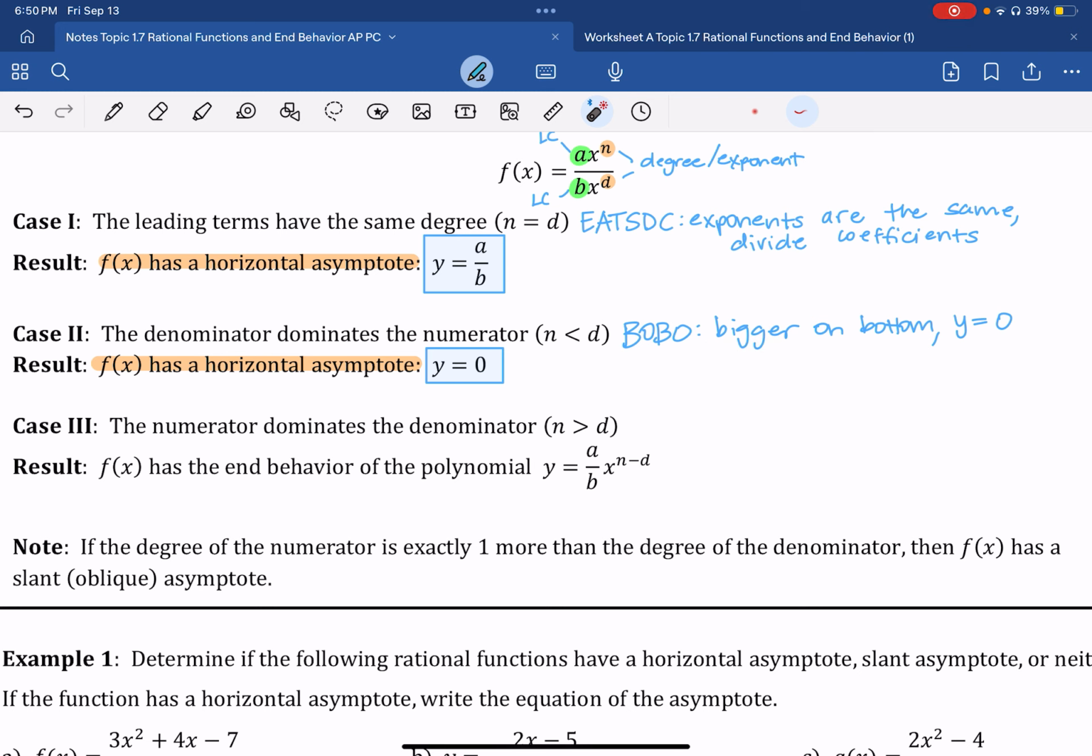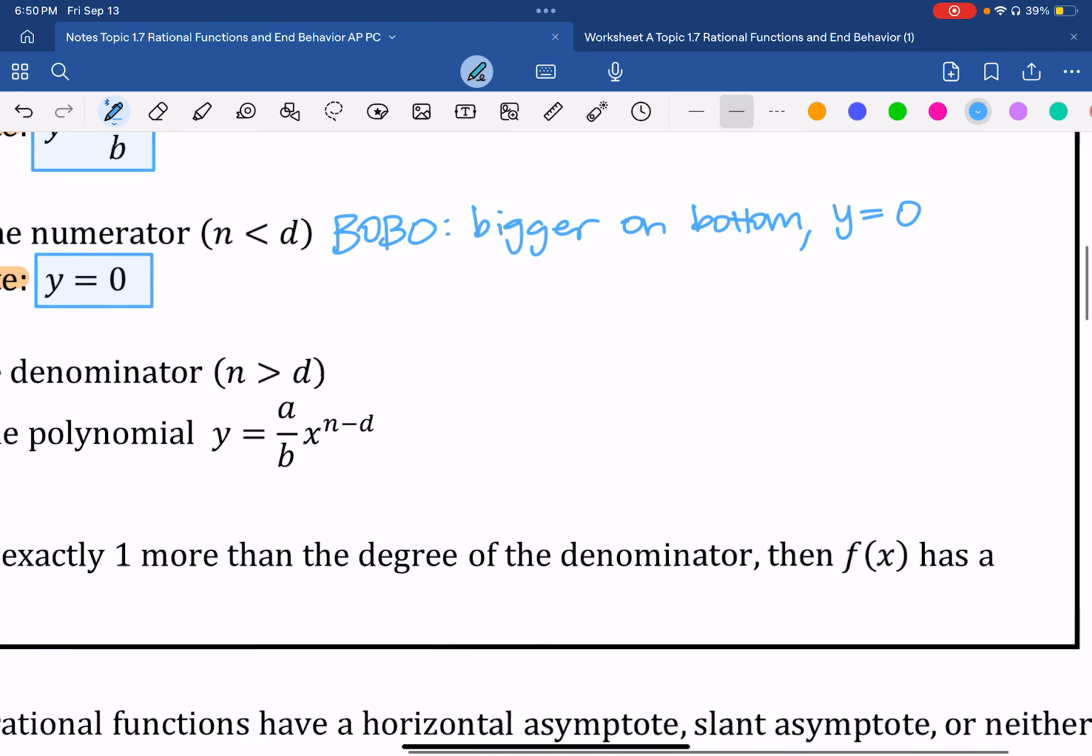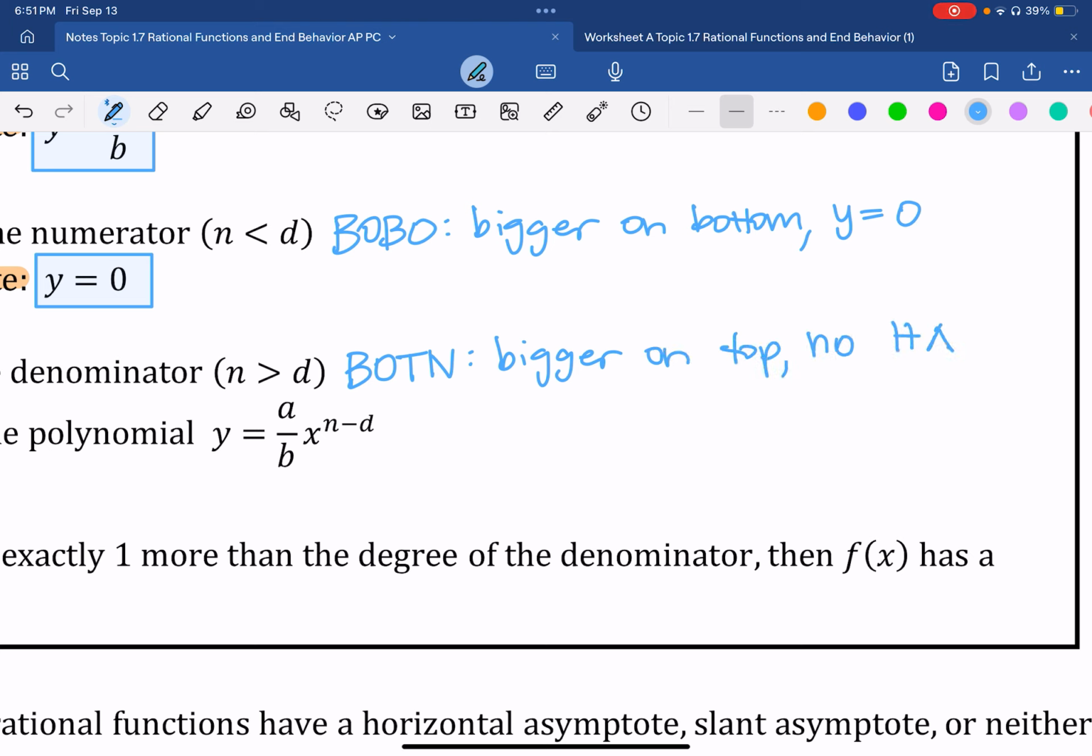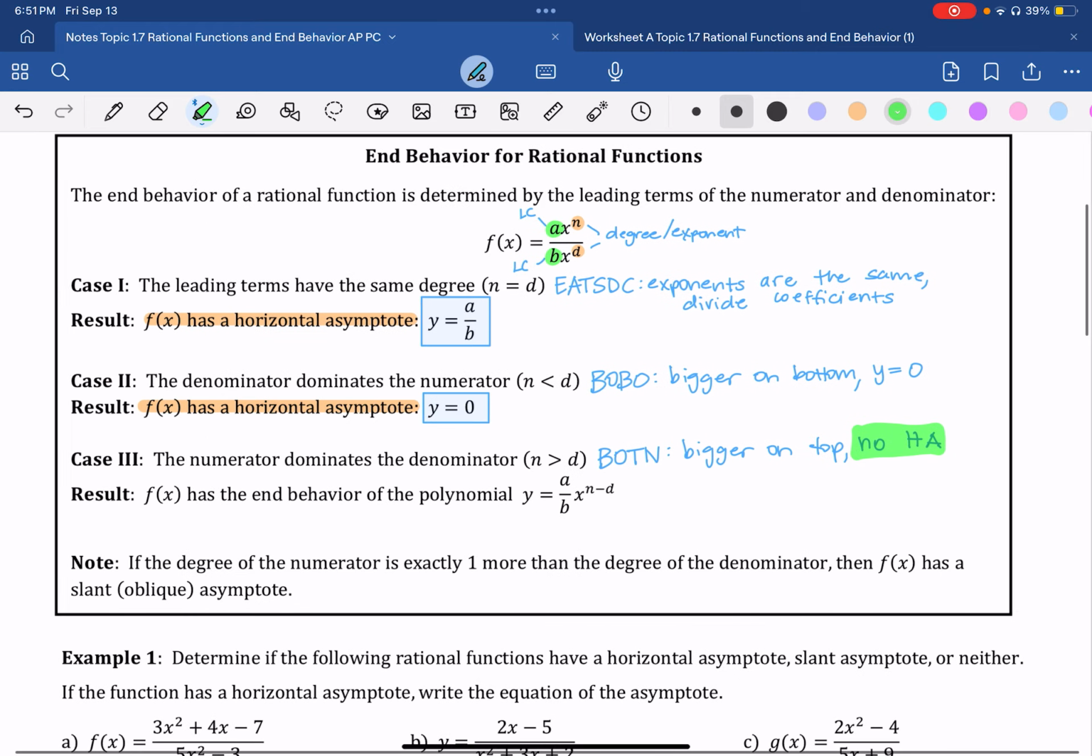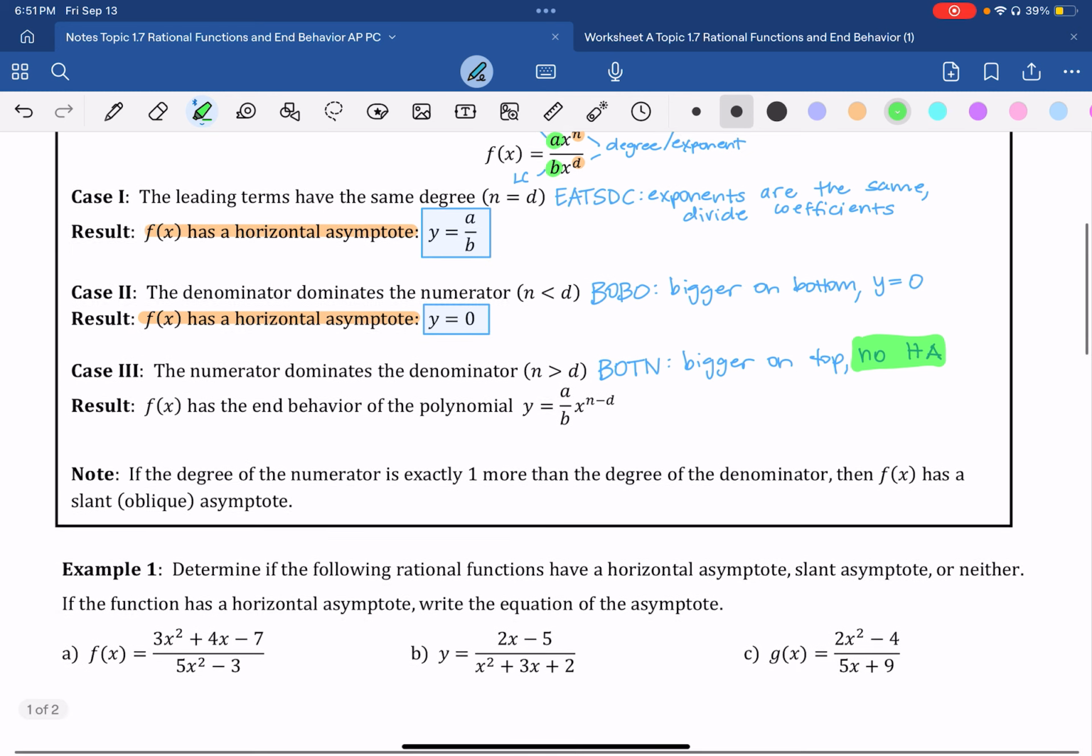Okay. The last case is a little bit different. That's when the numerator dominates the denominator. My acronym for this is BOTN. That stands for bigger on top, no horizontal asymptote, none. Bigger on top, none. This is the only case where you have no horizontal asymptote. Okay, so for case 1 and case 2, you do have a horizontal asymptote, but for case 3, you do not have a horizontal asymptote.